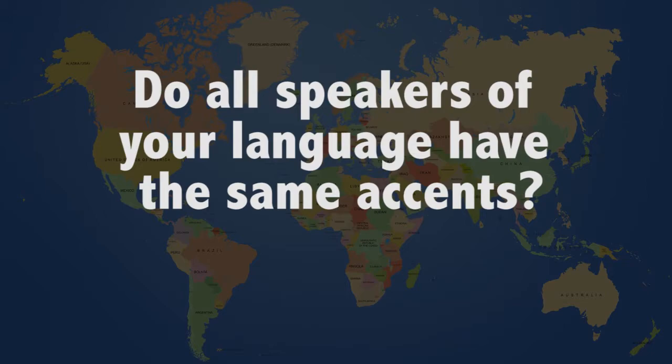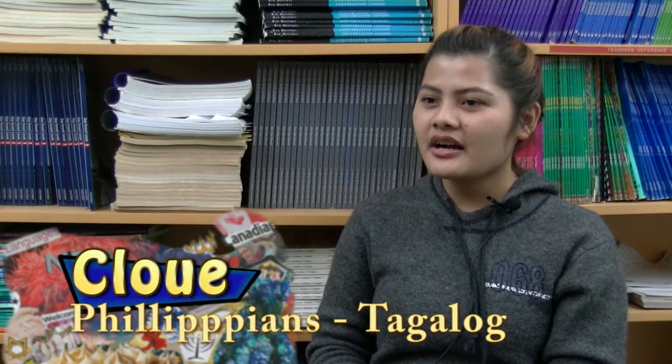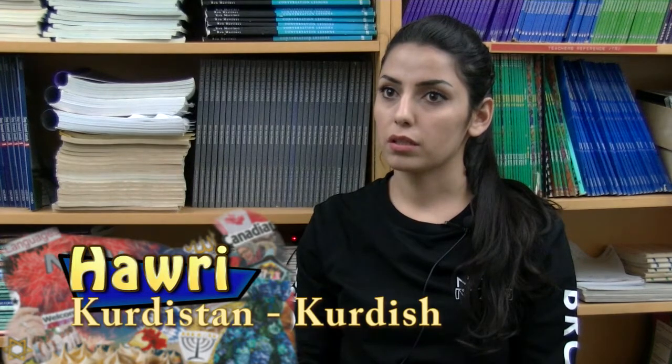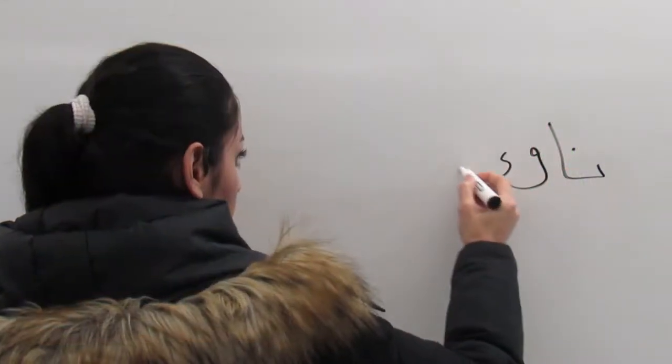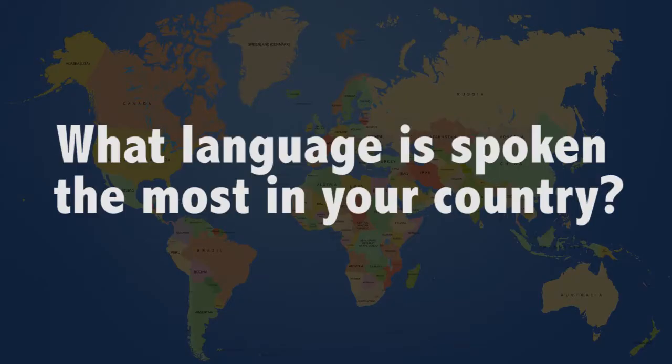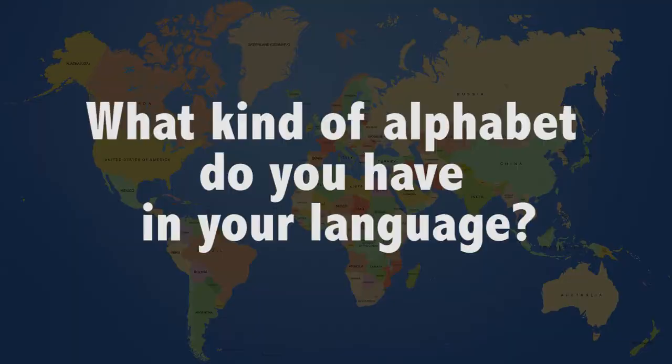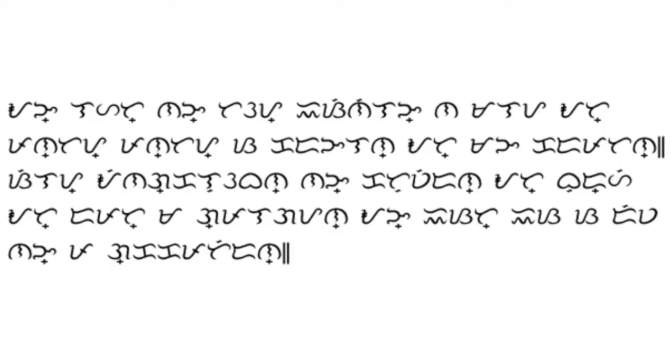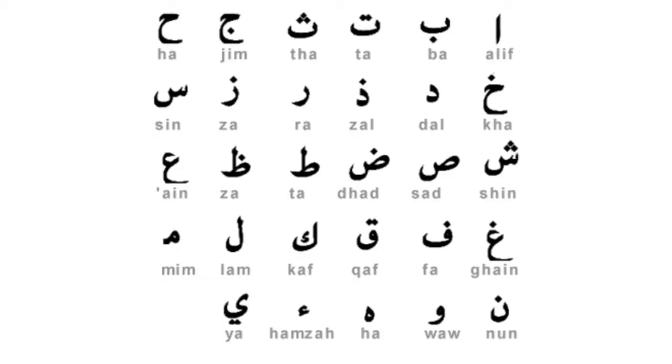Do all speakers of your language have the same accent? No, it depends on the city where we live. No, we have different accents because I think the accent depends on the regions, and even some people in different regions, when they speak in my language, I cannot understand their accents. What language is spoken the most in your country? In the Philippines, we mostly speak Tagalog. Arabic is the most. What kind of alphabet do you have in your language? We have the Latin alphabet, and also we translate it in Tagalog. We have the Arabic alphabet, and also we have Latin.